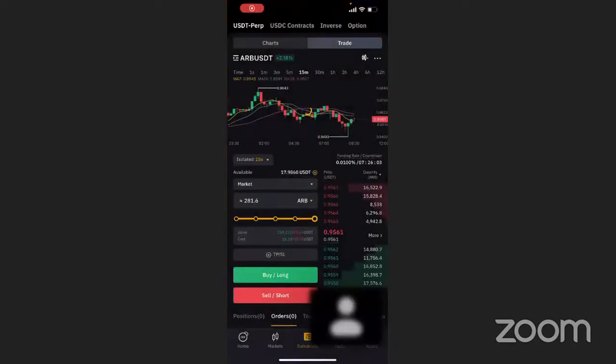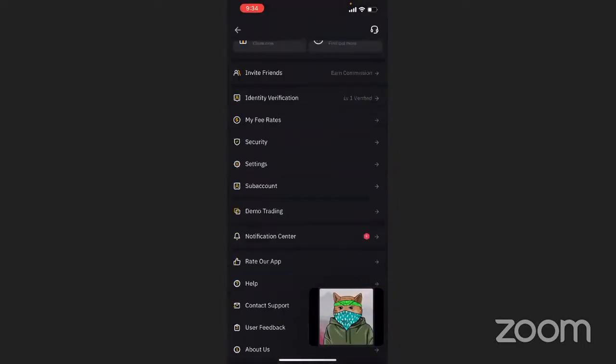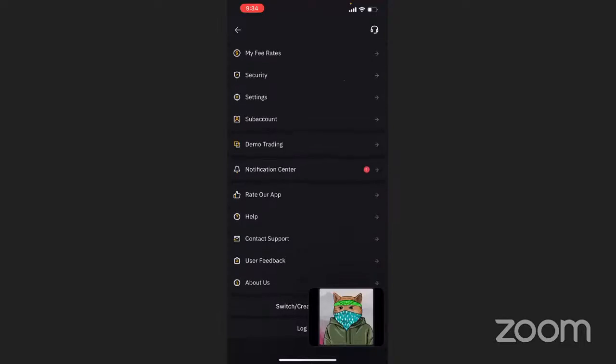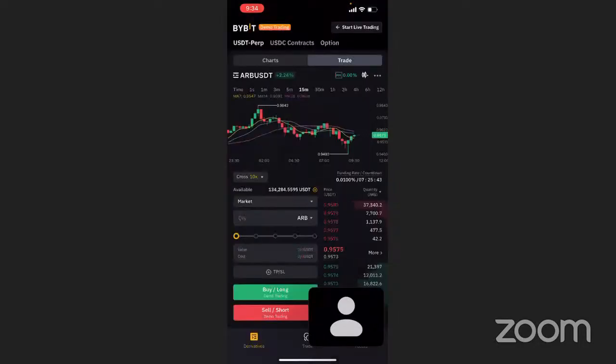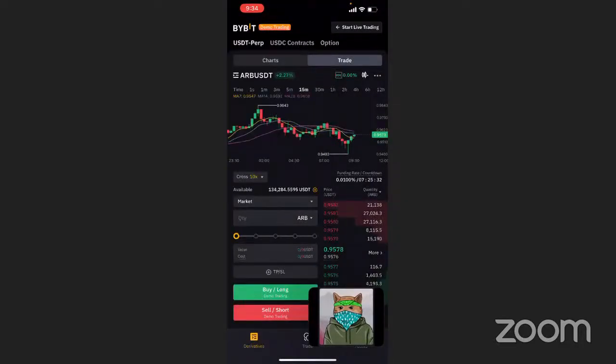Go to the home page, click on the profile icon, and then you scroll down. No, your profile icon at the top left. Yeah, you see demo trading down there. Scroll down, you see demo trading there. Okay, so quickly open a trade there, either long or short. Yeah, ARB is fine because it was ARB I was trying to trade yesterday. Go ahead.